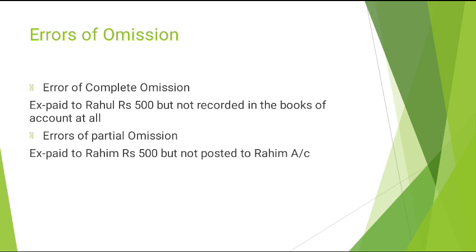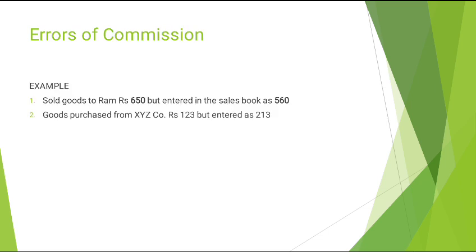Next, error of partial omission. When a transaction is partially omitted from the books of account, it is called error of partial omission. Example, you can see the cash paid to Rahim rupees 500 but not posted to Rahim account. Now we can move into the next slide, and the next type of errors, errors of commission.